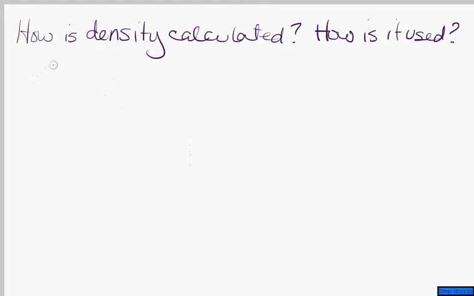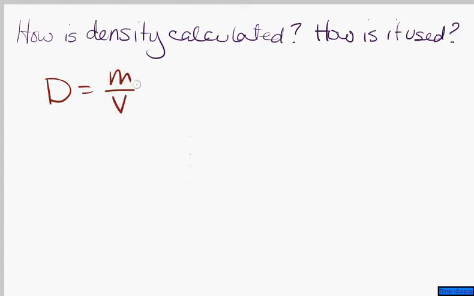Our essential questions today are: how is density calculated and how is it used? To start out, we're going to start with the formula for density. Density equals mass divided by volume.